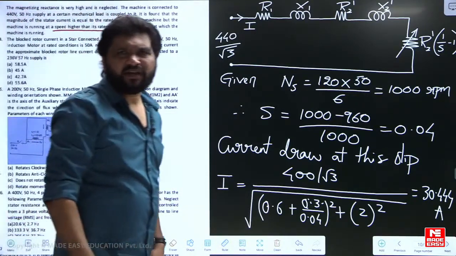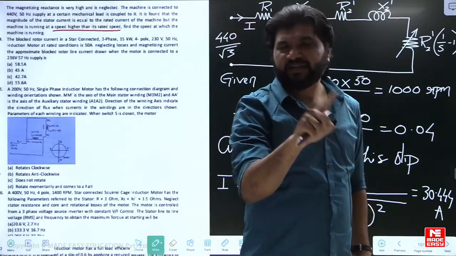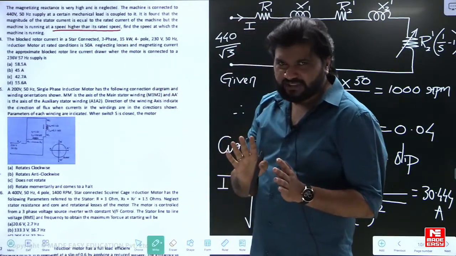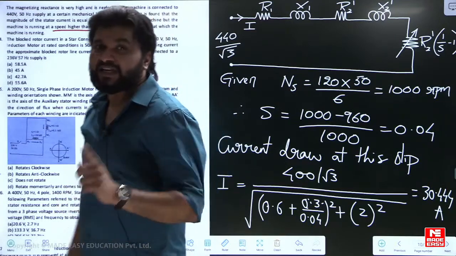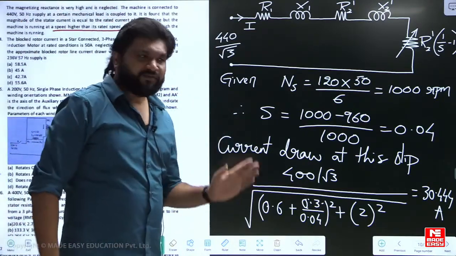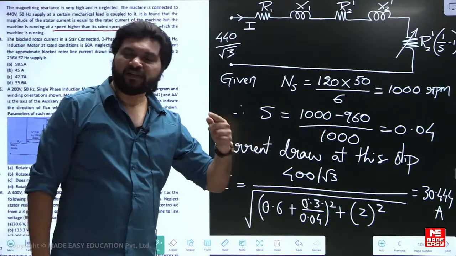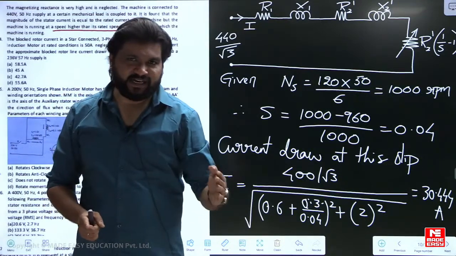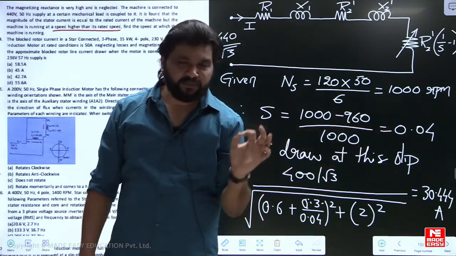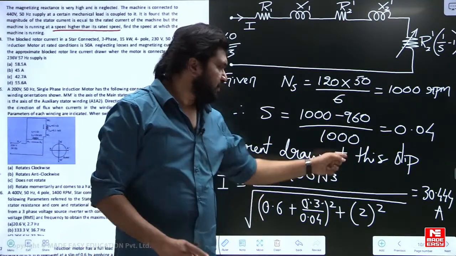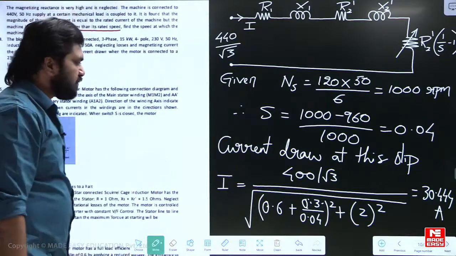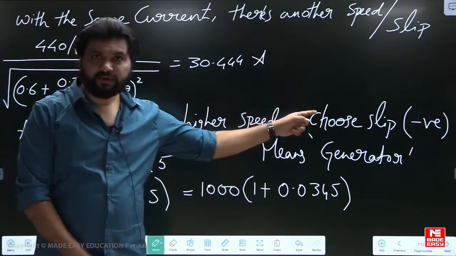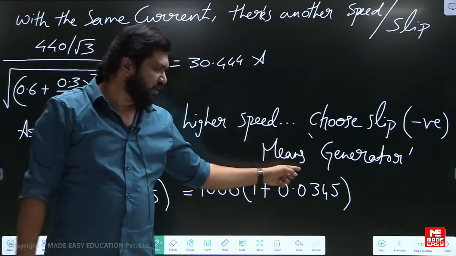If you see in this question, it is mentioned clearly that the speed is higher than its rated speed. Speed higher than the rated speed means for the same current, the next higher speed will come in the generating mode only. Synchronous speed is 1000, operating speed is 960. If it goes to 970, 980, 990, 1000 and more than that, slip automatically becomes negative. So we have to choose the negative slip because a higher speed is given. So it comes under generating mode then.